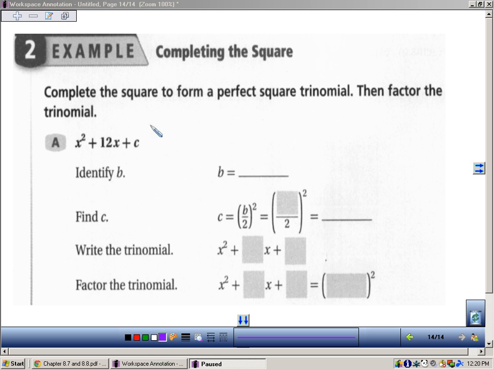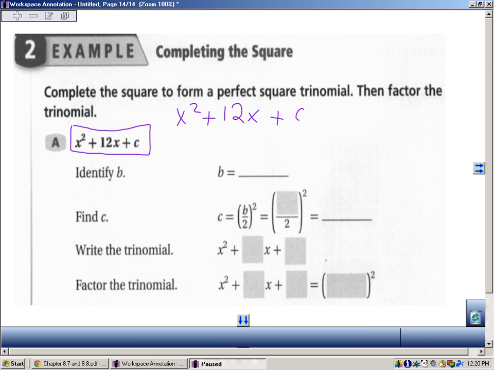So here's my incomplete trinomial. Now remember, this would normally be written this way, and they would say complete the square. They wouldn't put the c there. But since it's an example, they're explaining that we're missing a constant here. Something's missing. Let's place the right number there so that we can factor this quadratic and make it a perfect square. So how do I find that missing number? Well, they call it c.